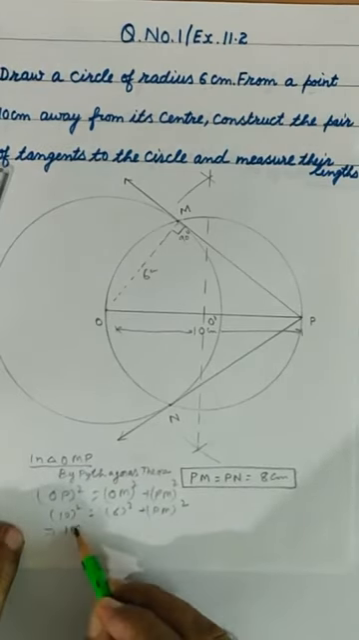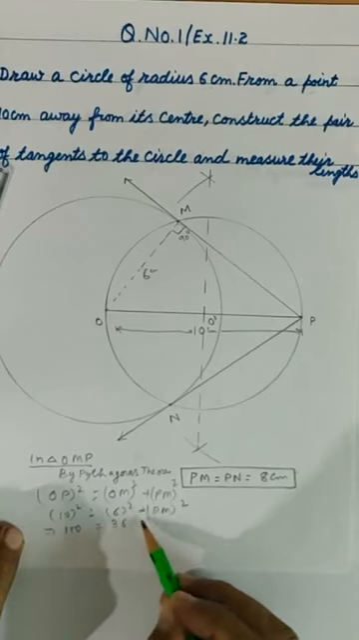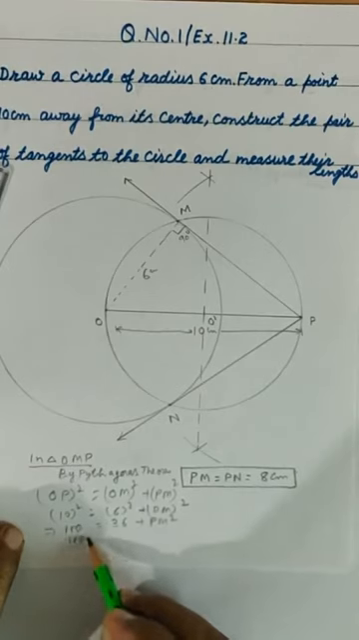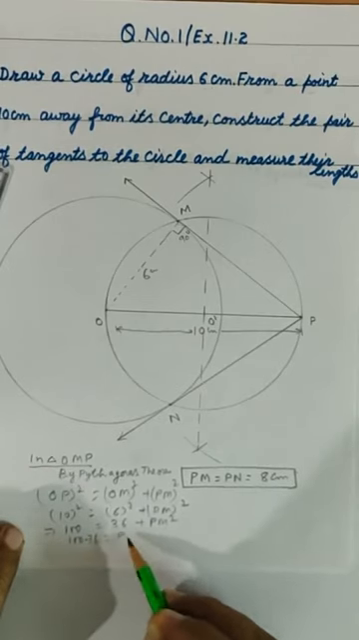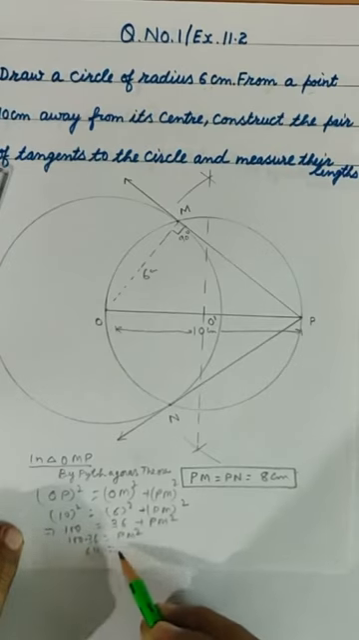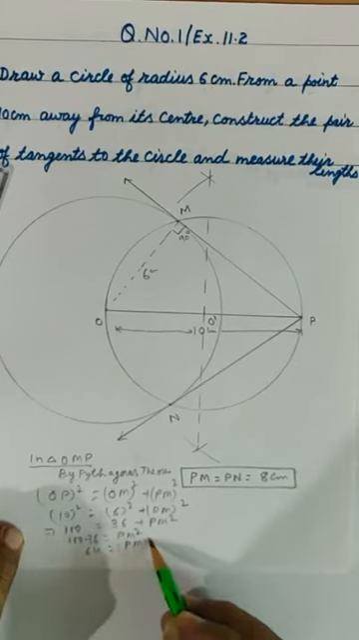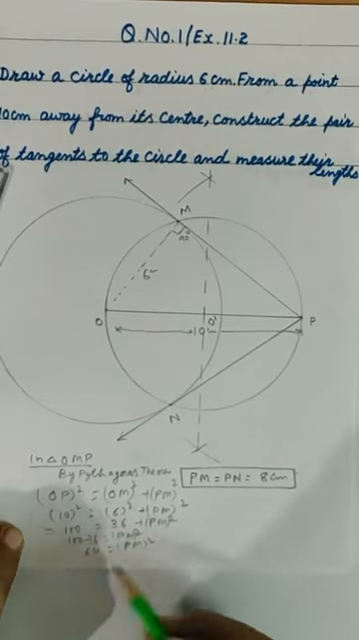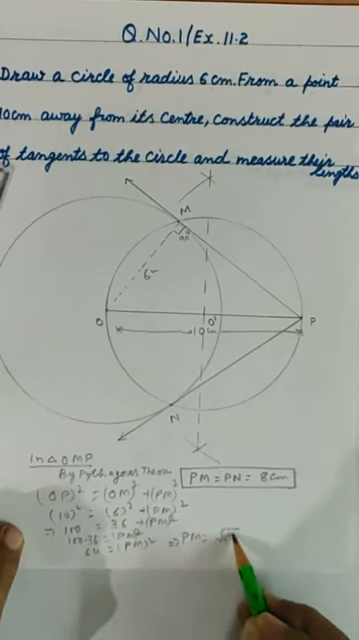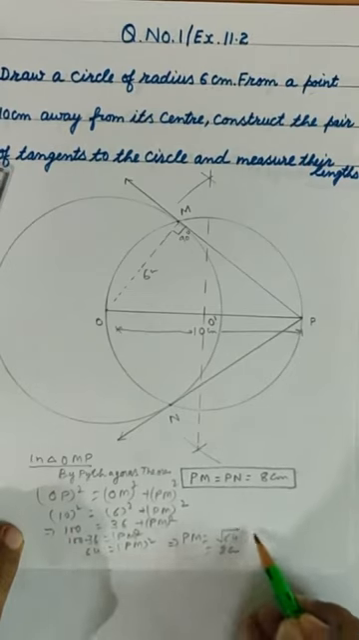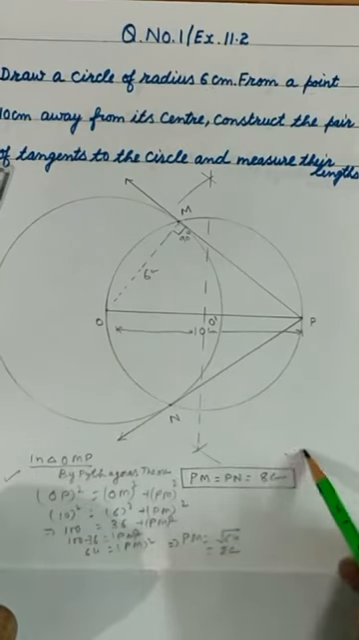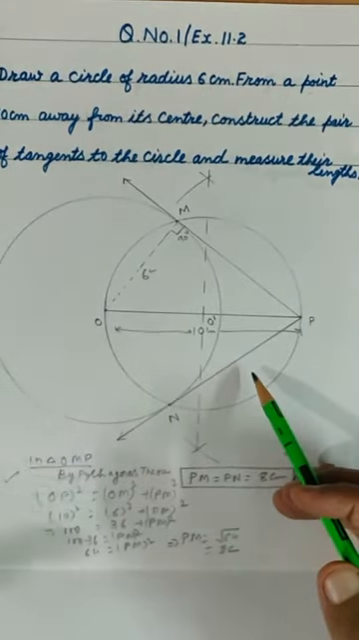This is 100, it is 36 plus PM square. So 100 minus 36 equal to PM square. It is 64 equal to PM square, and this implies PM equal to root of 64, that is 8 centimeter. It is proved with the calculation. This is the measurement with the construction. I think you understood, my students.